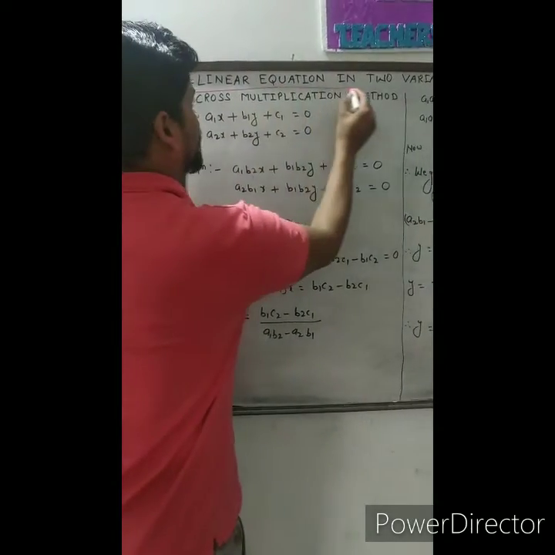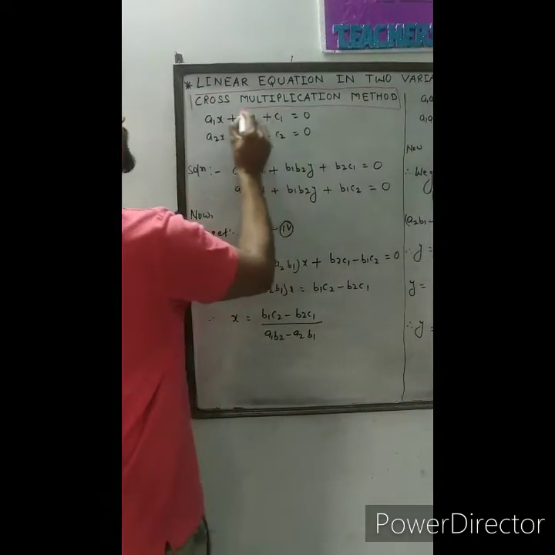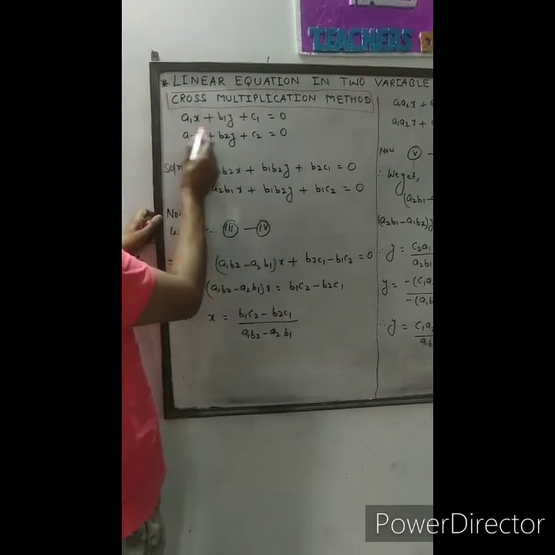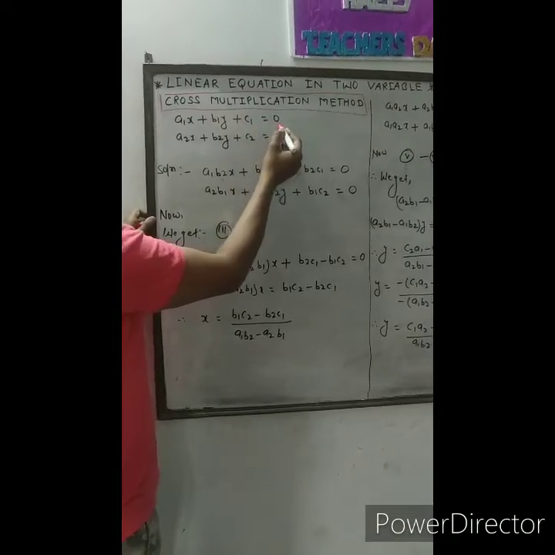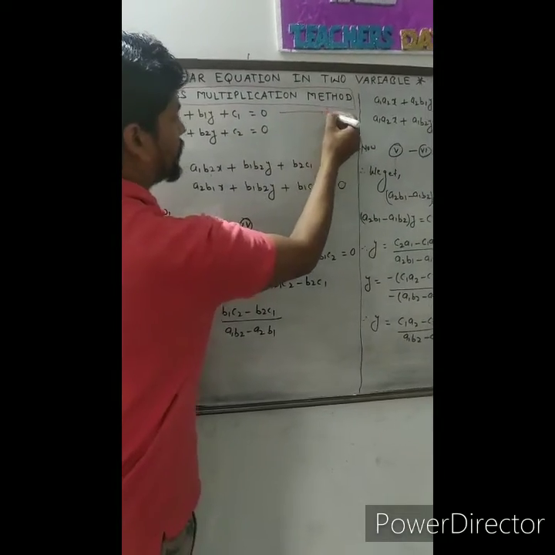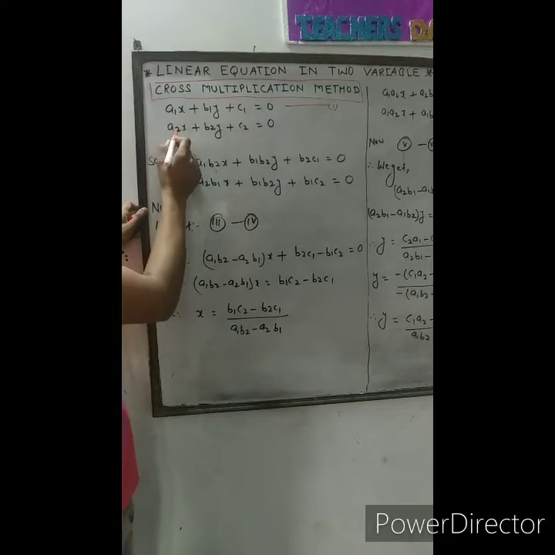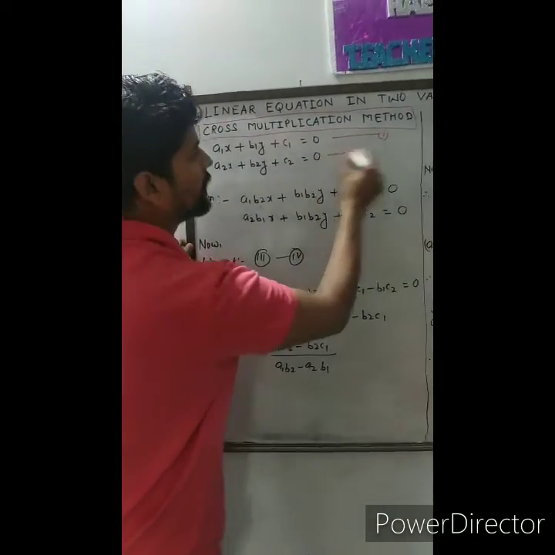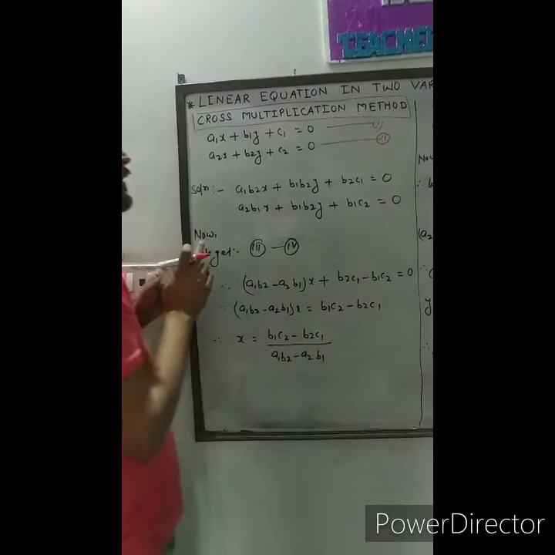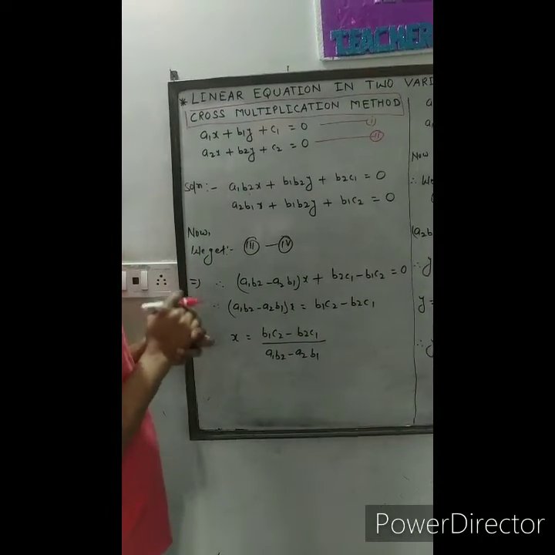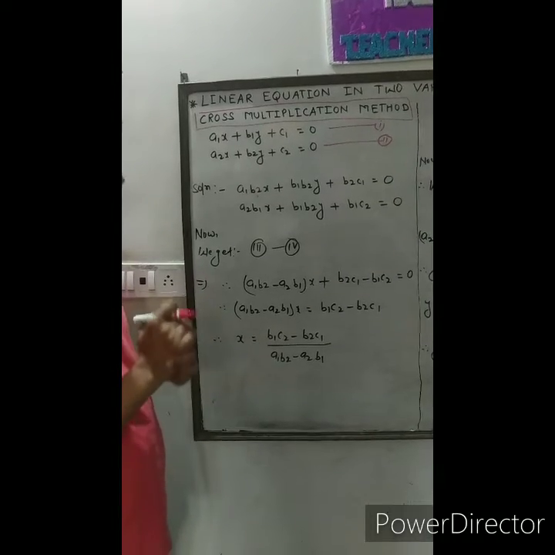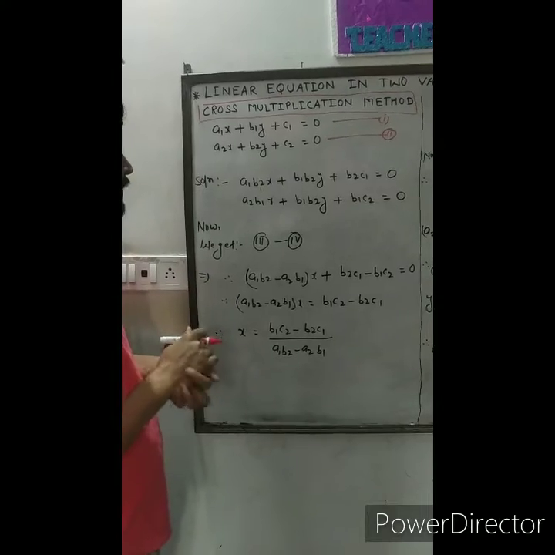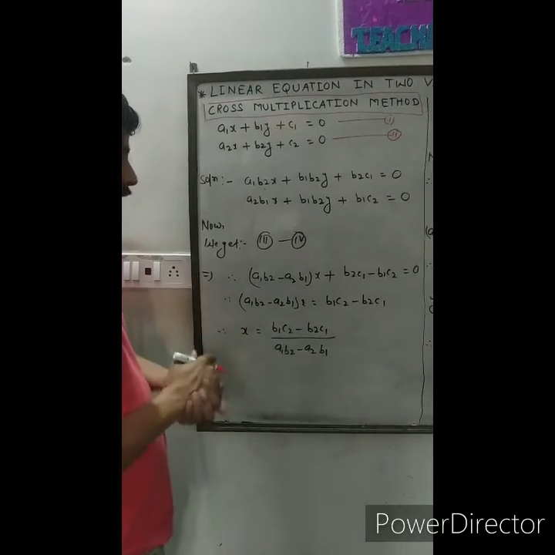Cross multiplication method of linear equation in two variables. Suppose we have given a1x plus b1y plus c1 is equal to 0. This is equation 1. And a2x plus b2y plus c2 is equal to 0. This is equation 2. This is the general form of the two equations. Now, by doing the elimination method, first we have to find the value of x. So, we eliminate the y.